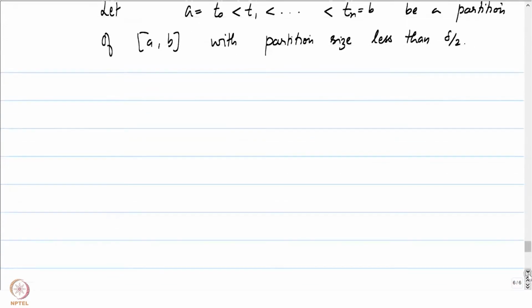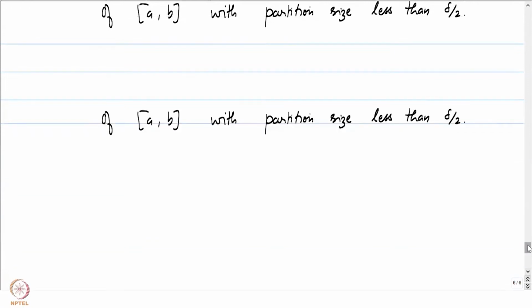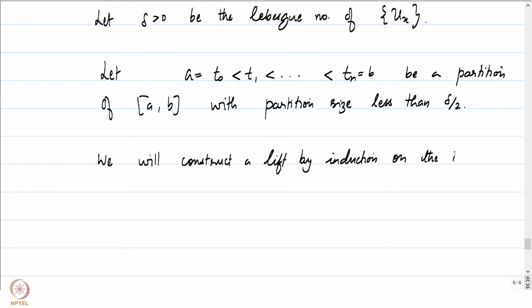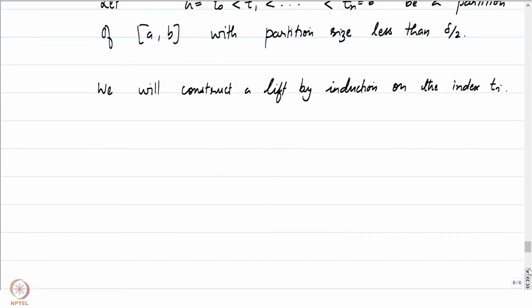Now once we have such a partition, we will construct our lift by induction, induction on the indices t0, t1, t2, up to tn, on the index ti. So when i is equal to 0, there is nothing to prove.